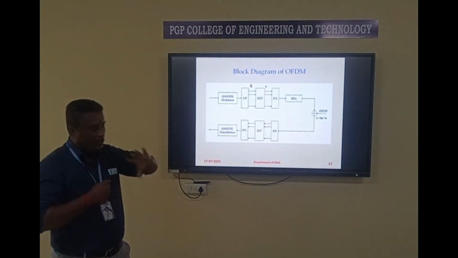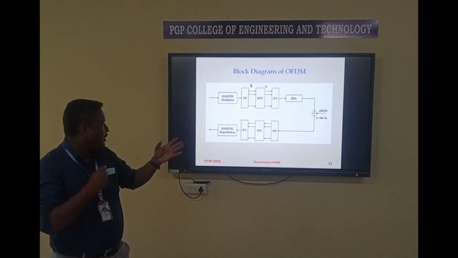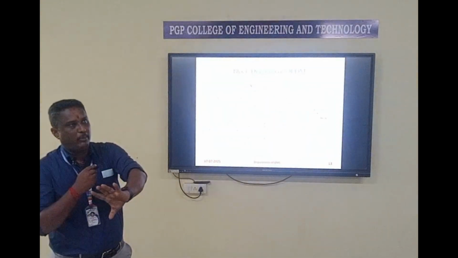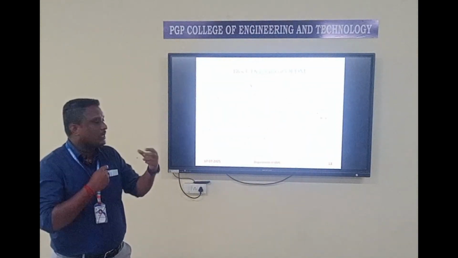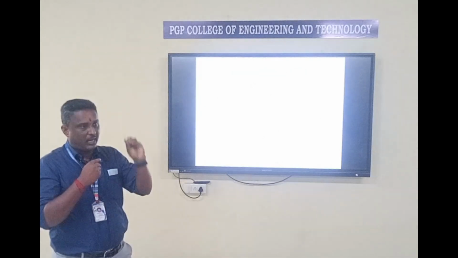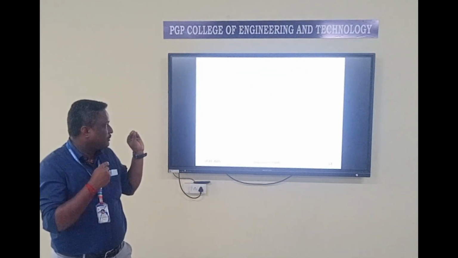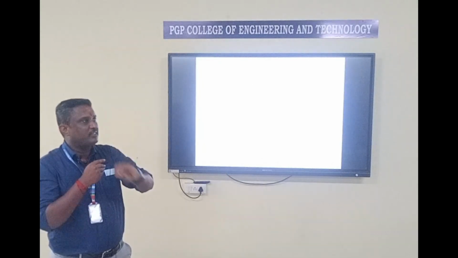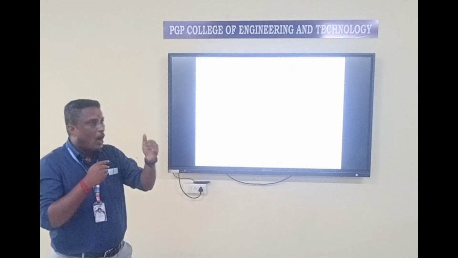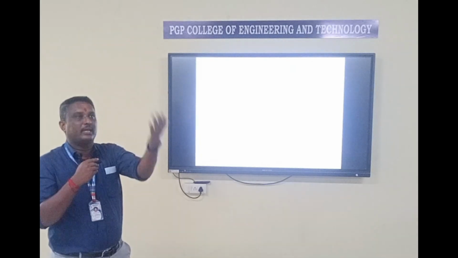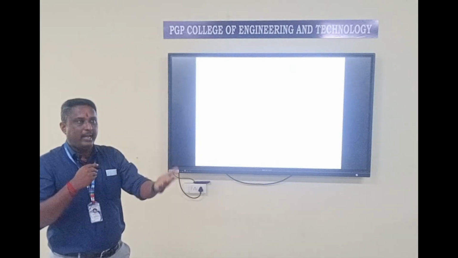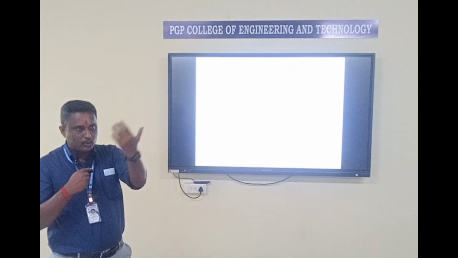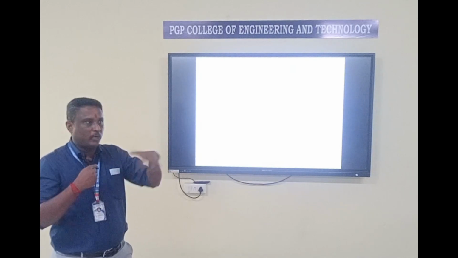Not only OFDM, even UFMC, GFDM, FBMC, all of them: once the transmitted signal is given to the high power amplifier, the fluctuation, the high peak level, will occur. The high peak level given directly to the high power amplifier means the total gain and efficiency will be lost. So our research is how to reduce the peak level and how to improve the gain and efficiency. Once the gain and efficiency are improved, then automatically the coverage area, the capacity, and everything will be improved.